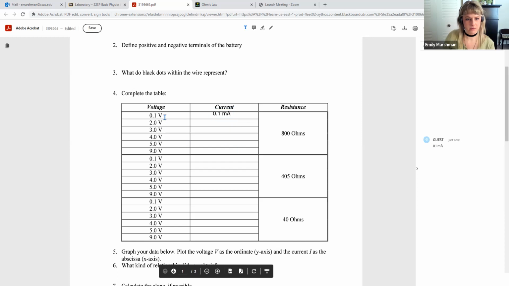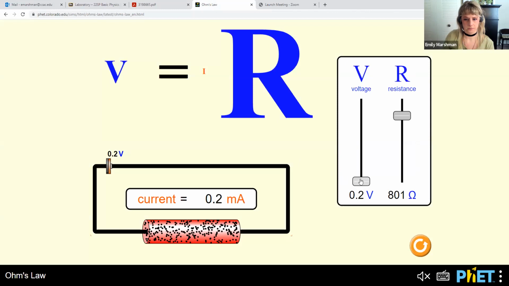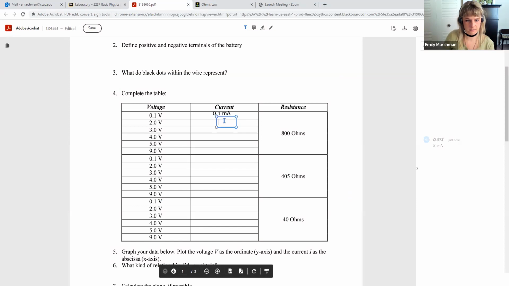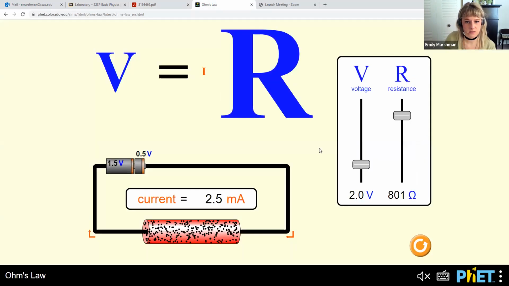And then let's bump it up. The next one, you want to keep the same resistance, 800 ohms, and then you're going to bump up the voltage to 2 volts. Now you have 2.5 milliamps. So let's record that again. You can type it out. You can print it out and write your answers on a sheet of paper and then send me a PDF. It doesn't matter. Next one, we're going to have 3 volts. So let's bump it up to 3 volts.